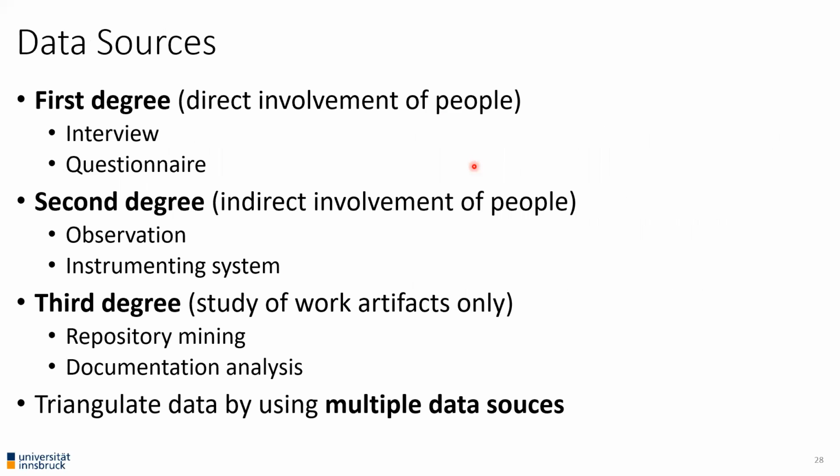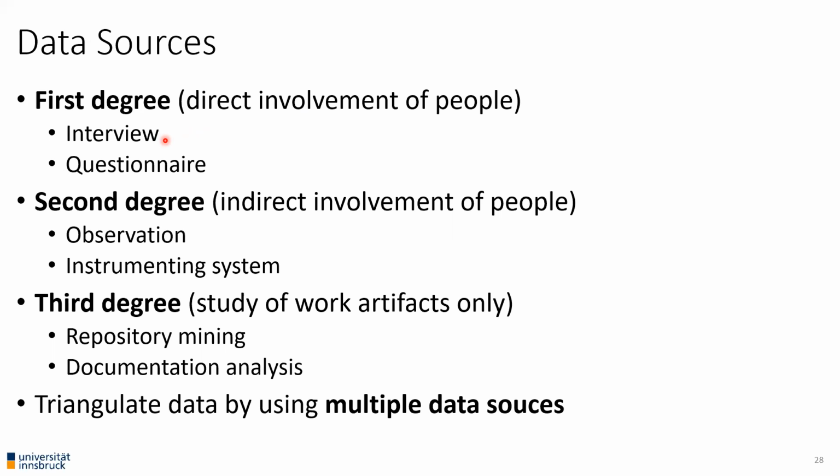And to see that it's both, we can look at the so-called types of data sources, which are naturally linked to quantitative or qualitative data to some extent. We can distinguish first, second, and third degree data sources. First degree data sources are those where we directly involve people. This is linked to the instruments of doing interviews with people or questionnaires or even focus groups, where you really directly involve people.